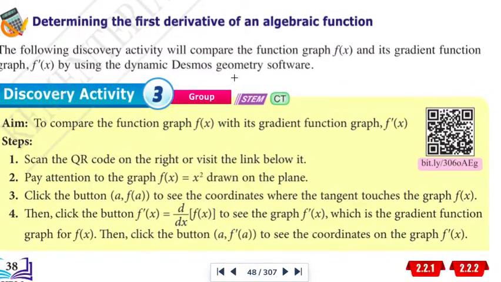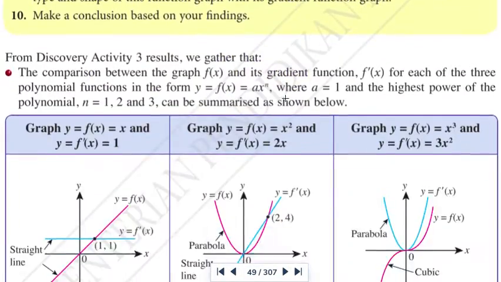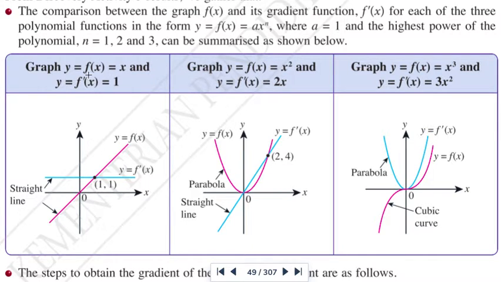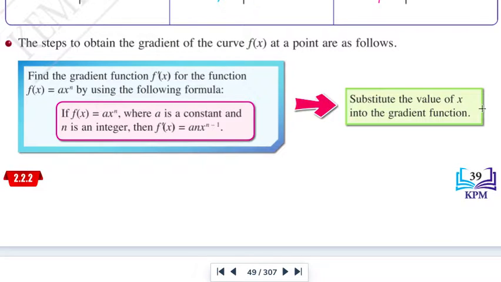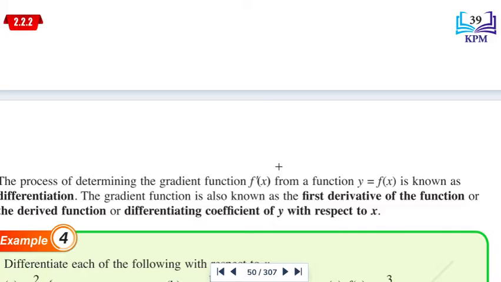Determine the first derivative of an algebraic function. A given algebraic function, if you graph f(x) equals x and y equals f prime x after you differentiate, it equals 1. This is a straight line. Pink color is the curve, blue color is the gradient function. The curve x squared, after you differentiate, you get the gradient function 2x. The cubic curve, after you differentiate, you get the parabola. So substitute the value of x into the gradient function, you get the gradient.